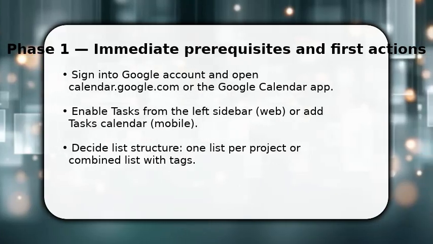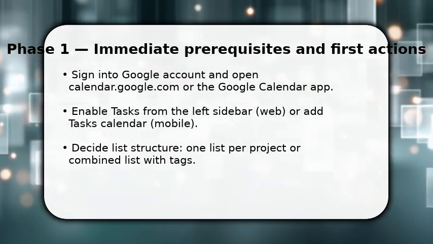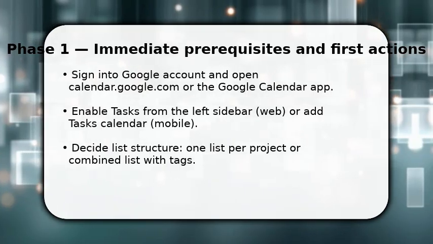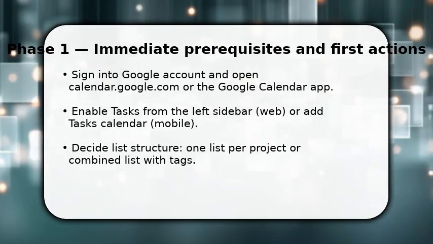You're signed in. Now open Google Calendar on web or the mobile app and show the left panels. Once done, enable the Tasks calendar so new tasks appear alongside events. This links calendar with Google Tasks.